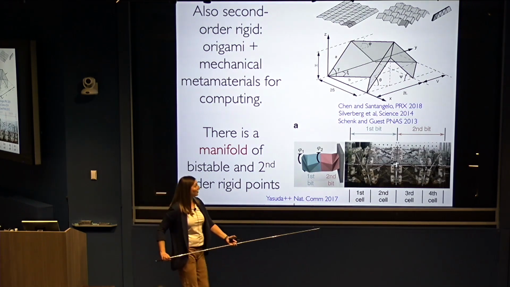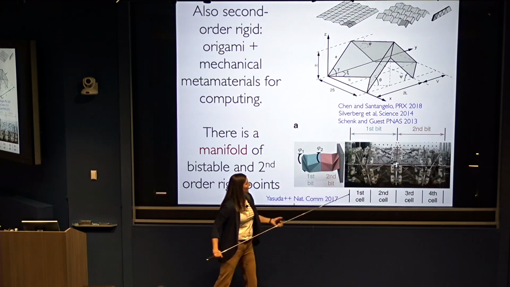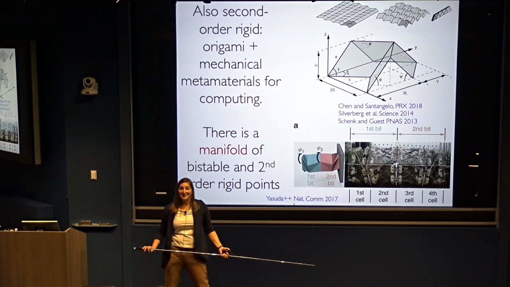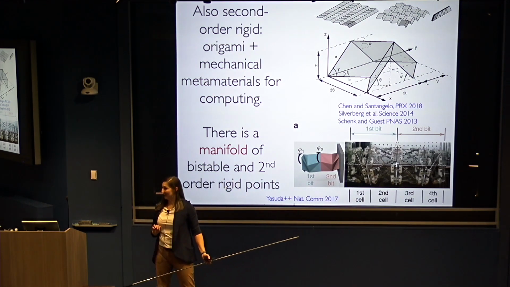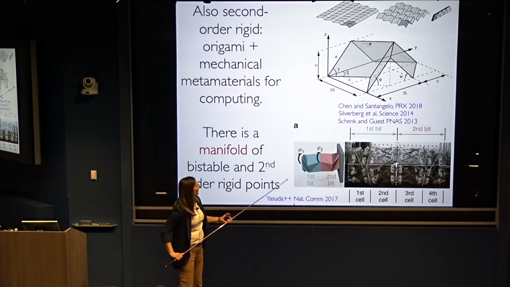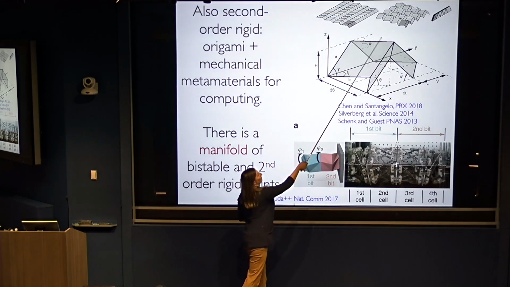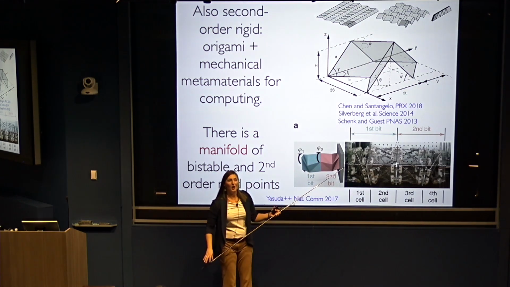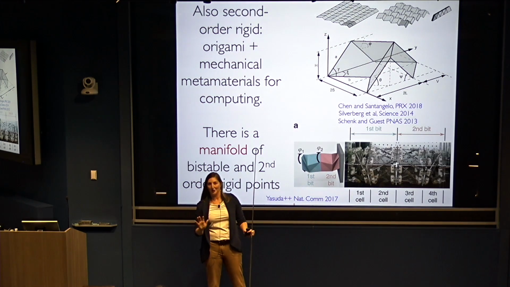It turns out that my collaborator Chris Santangelo showed that this is also how origami becomes rigid, via second order rigidity. And you can make all sorts of very interesting mechanical metamaterials from origami, which means that, what's a mechanical metamaterial?